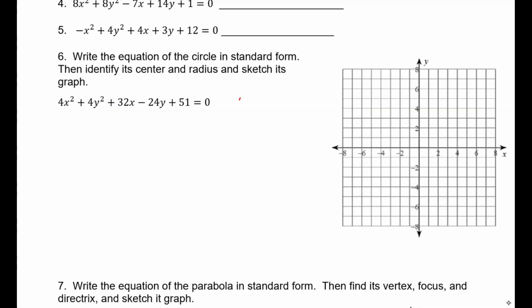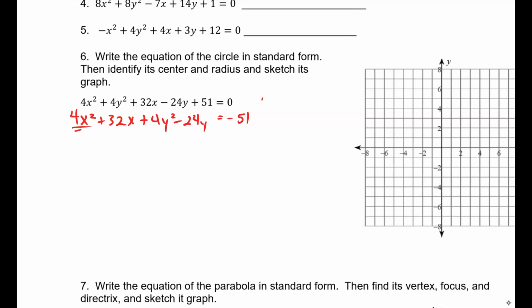The first thing you're going to do is group your x's and your y's together. So we have 4x squared plus 32x, plus 4y squared minus 24y, and then you move the constant over to the other side, so that's negative 51. Then we start completing the square. Remember, I need a 1 in front of the squared term, so I factor 4 out of my x's.